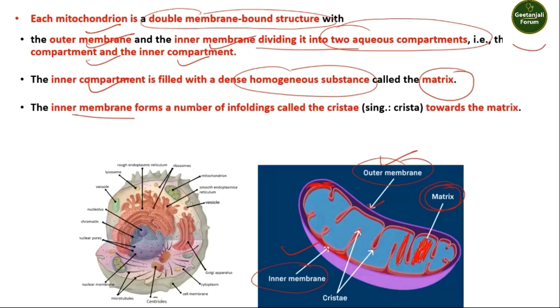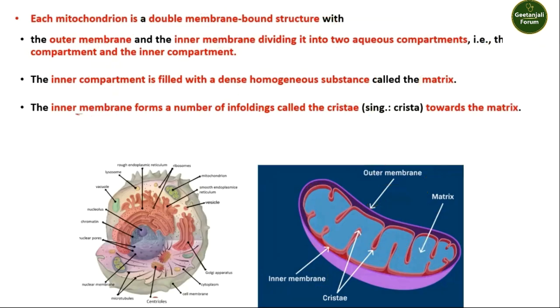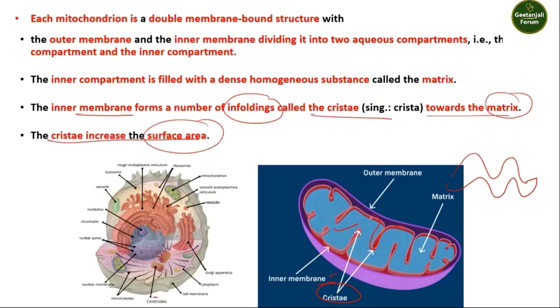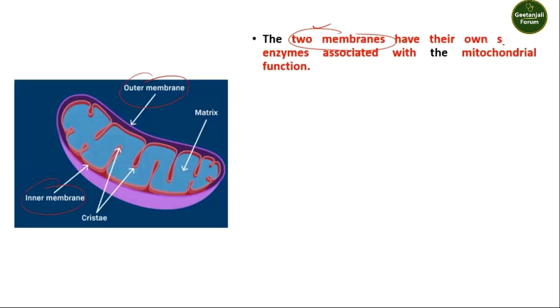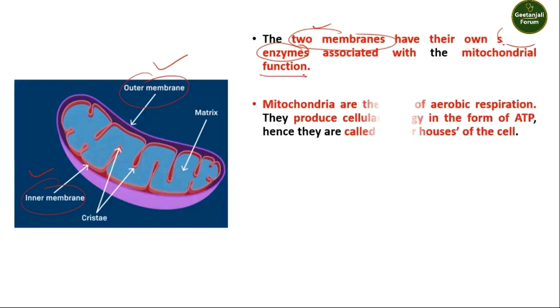And the inner membrane forms a number of infoldings. So the inner membrane contains infoldings. You can see here, these are the cristae, and these foldings you can see here in this manner. These are called the cristae. Cristae increase the surface area. So because of them, surface area is increased. So there will be more oxidation in it, which will produce more energy. The more the surface area, the more energy will be produced. Both the membranes of mitochondria have their own specific enzymes because their function is different. Therefore, both have different types of enzymes in them.